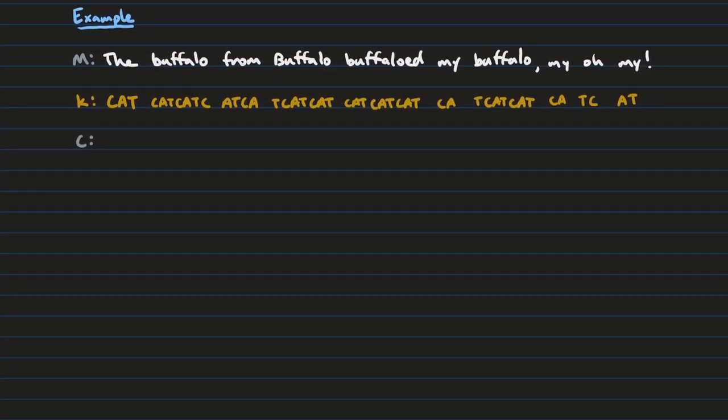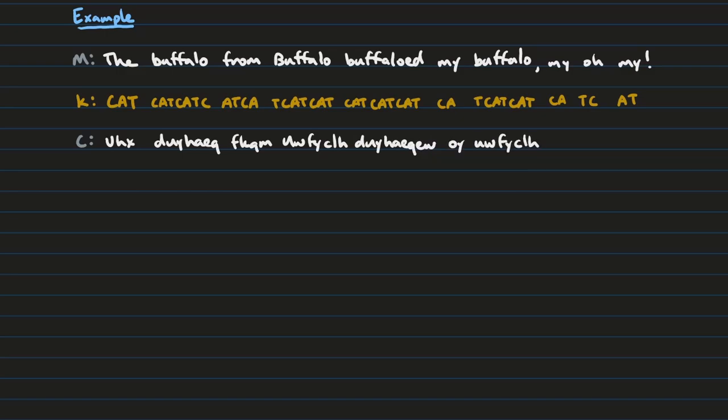In this example, I have the following plain text message. The buffalo from Buffalo buffaloed my buffalo. My oh my. And I use a keyword, CAT, in order to encrypt this message using the Vigenere cipher. And so I follow the row C in the cipher alphabet, the row A in the cipher alphabet, and the row T in the cipher alphabet for each letter. And I do this until the entire message is encrypted, as displayed below.